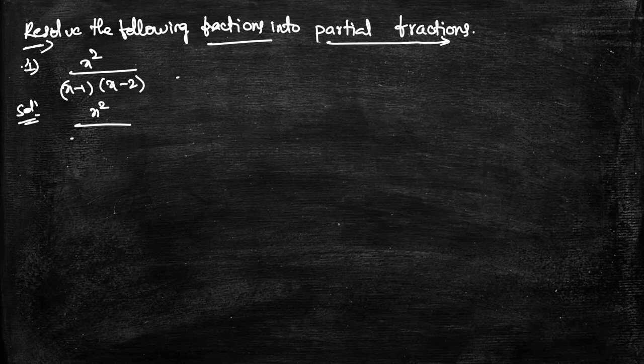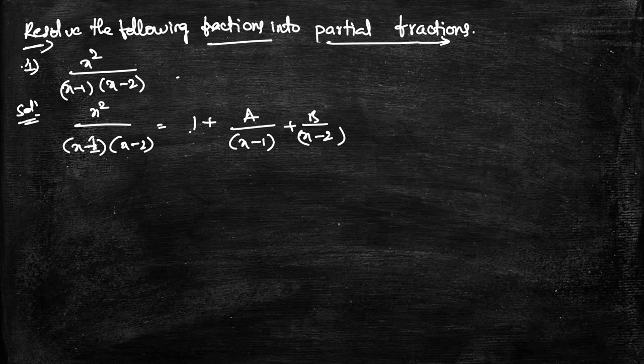x square divided by (x minus 1)(x minus 2), this one, x minus 1 into x minus 2, is given here. So I will take this as 1 plus a constant: a divided by x minus 1 plus b divided by x minus 2. Okay, so this I will take, to find the partial fraction.